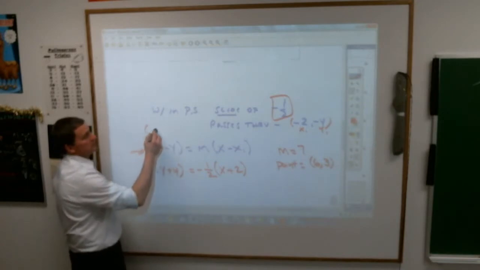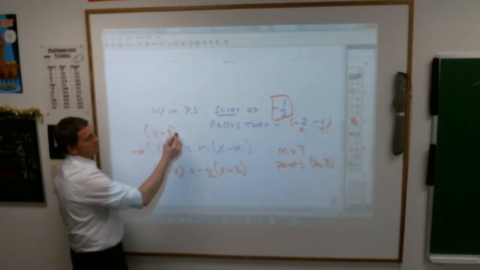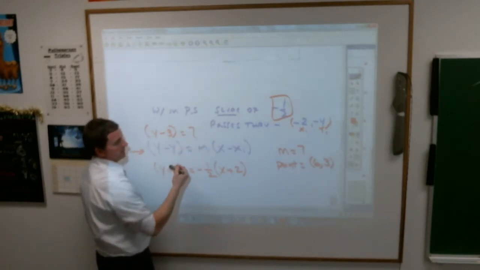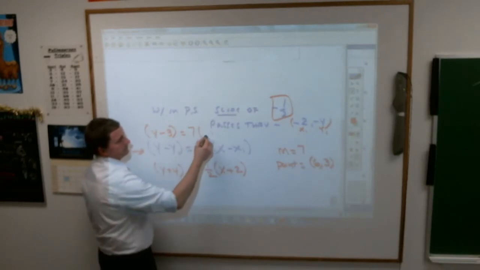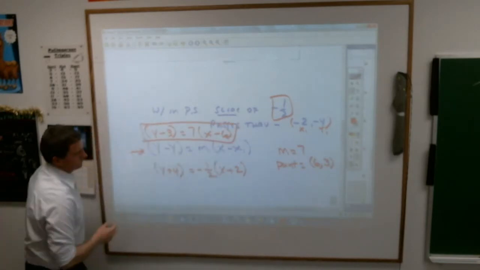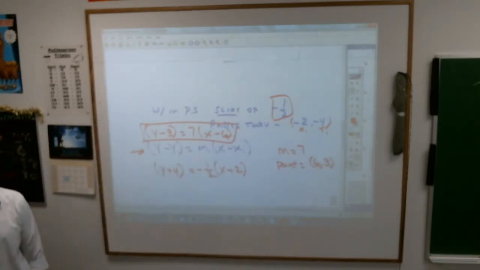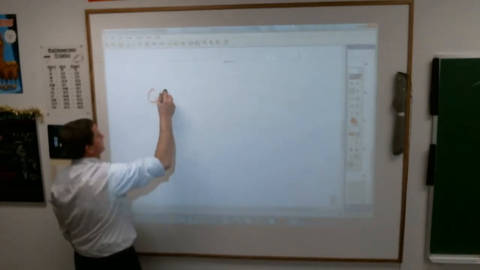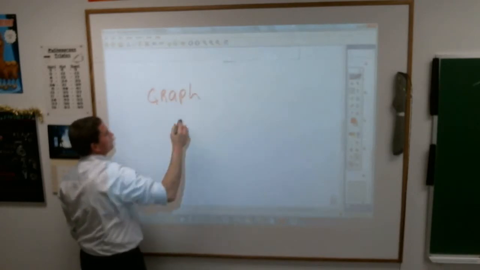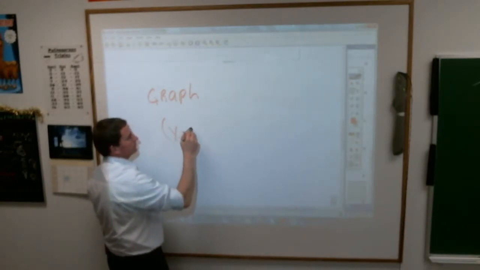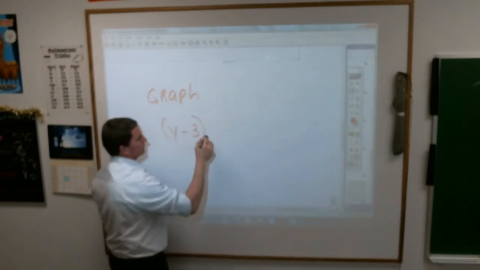In parentheses, y minus 3 equals 7/1. You don't have to put it as a fraction, but that's fine. And x minus 6. Thank you, Taylor. And then you do the little parentheses, and then you put these numbers all there.